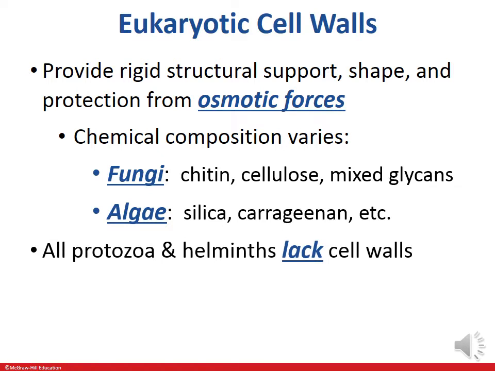But keep in mind, protozoa and helminths, the parasitic worms we're going to talk about, none of those have cell walls. So again, remember that protozoa includes amoeba, and they need a flexible membrane to move around. So that might help you remember that there are no protozoa that have cell walls, and same thing with helminths.